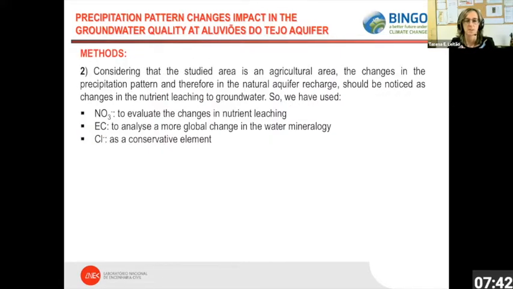Our idea was, considering that the study area is an agriculture area, that the changes in the precipitation pattern, and so the recharge, would have an impact on nutrient leaching. So we have used, to show you today, nitrate to evaluate changes in the nutrient leaching, also electrical conductivity to have a more global overview of the mineralogy, and chloride as a conservative element.